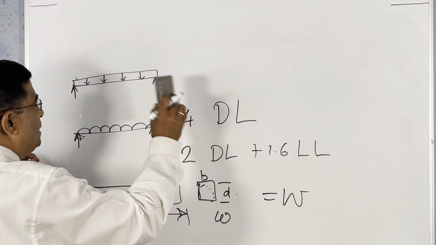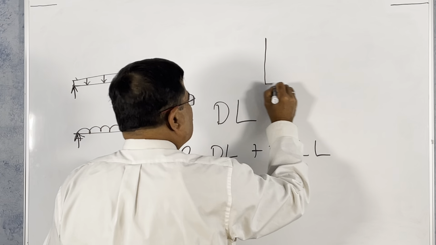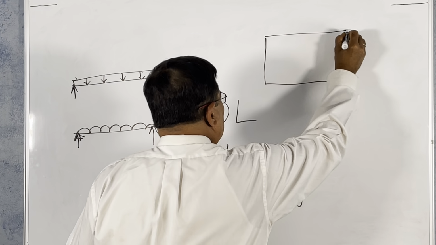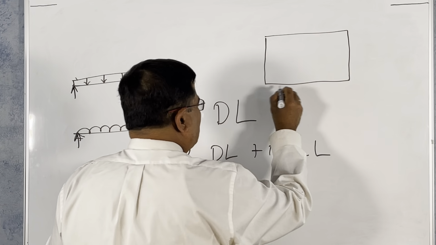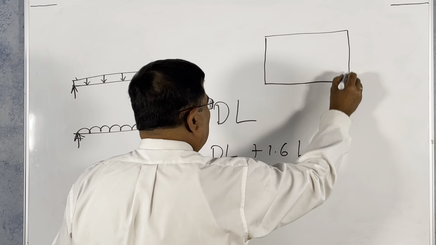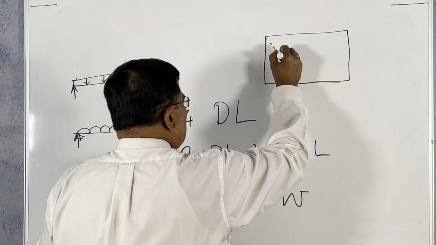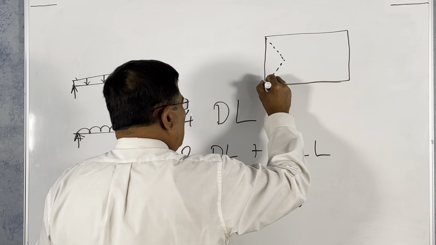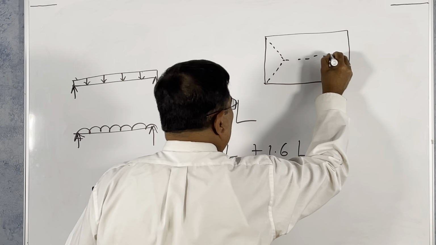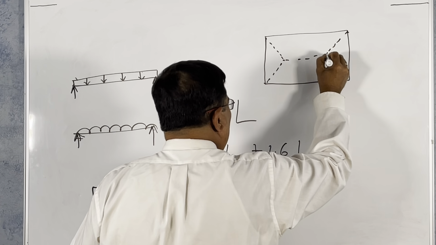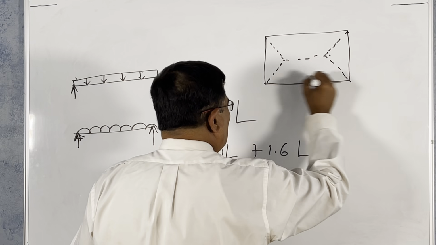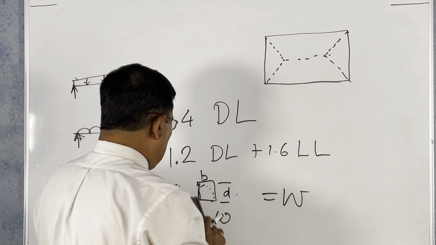Suppose you have a slab that is transferring the load to the beam underneath. So I told you that there's a tributary area like that. So this part of the load will come into the beam.